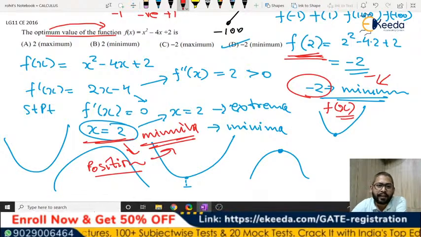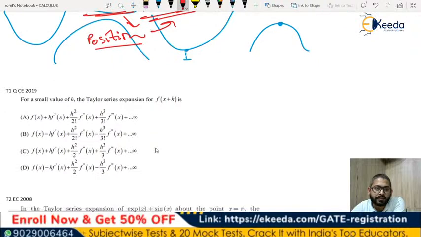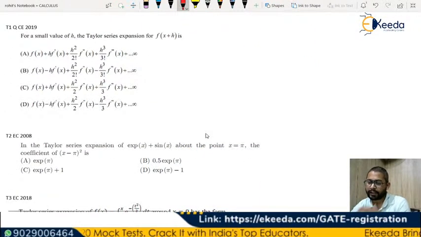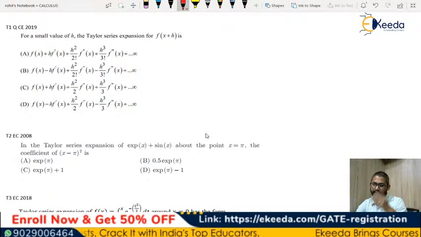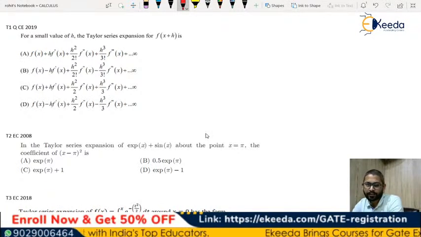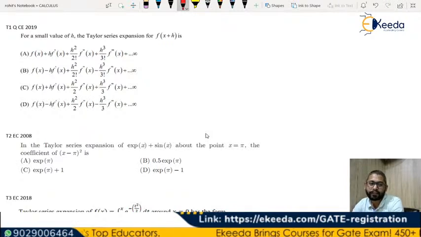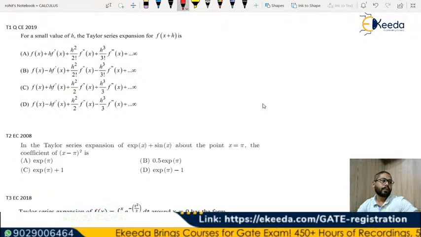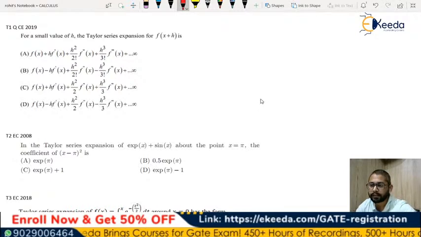Fine. Okay, let's move to the next part. Now you can go through what I have said again and again and explained separately also. You'll get it, definitely you'll get it. There's a difference. So let's move to the next topic, which is Taylor series and Maclaurin series. Right.